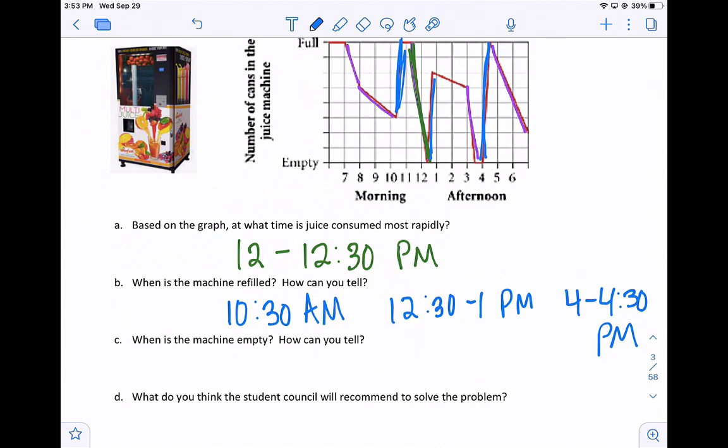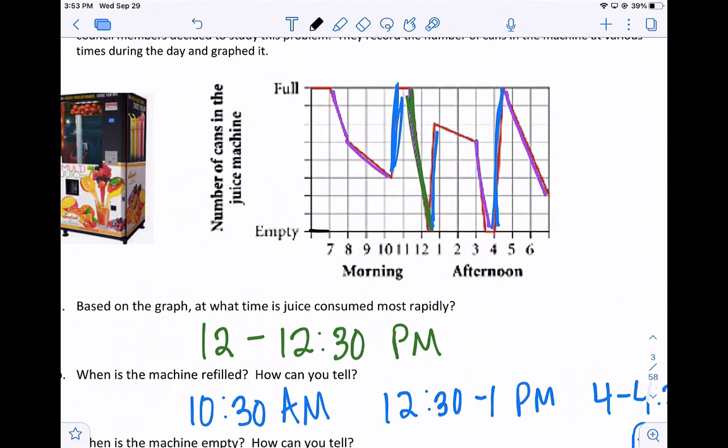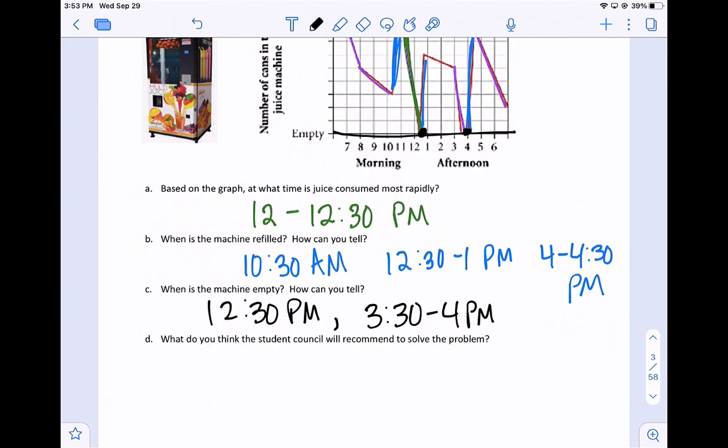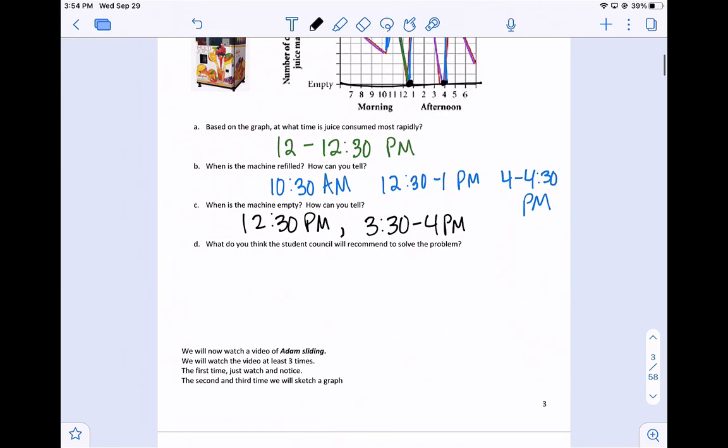C, when is the machine empty and how can you tell? Well, if you look at the graph, we're looking for when does it touch the empty line. So here's empty. Draw that line very well. And it looks like it's empty at 12:30 and from 3:30 to 4. And D, what do you think the student council will recommend to solve the problem of having an empty juice machine? So they could do things like refill it more, get another vending machine. So we'll talk about that in class.